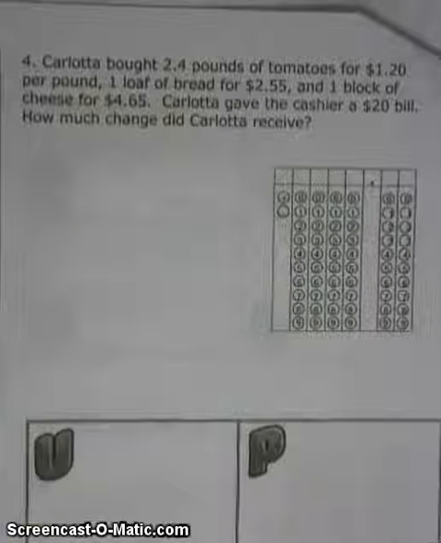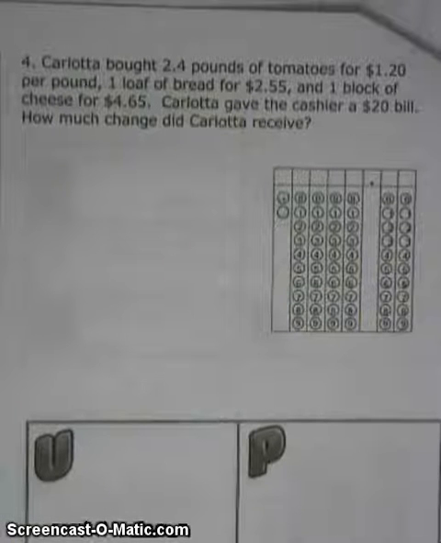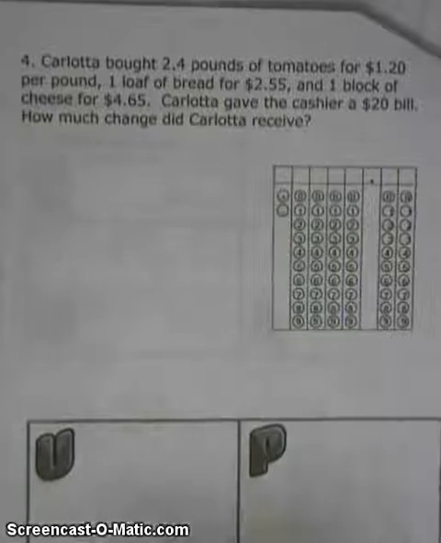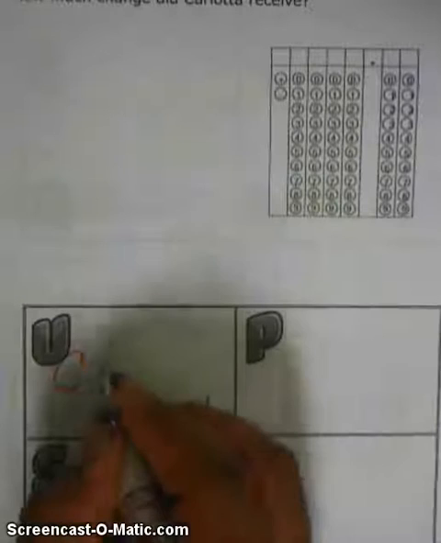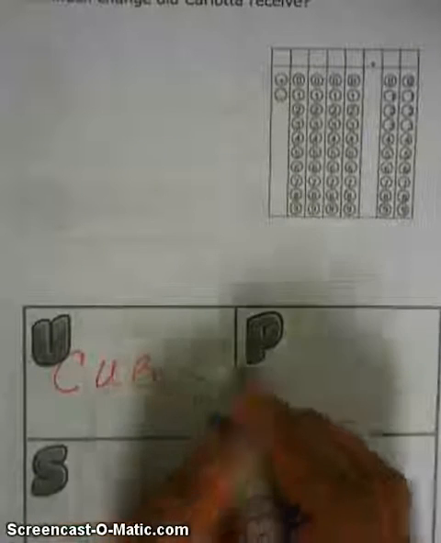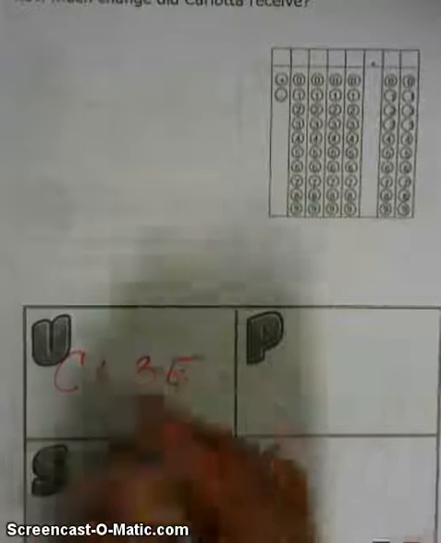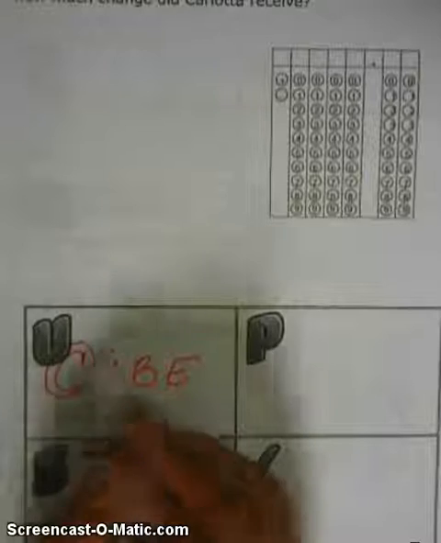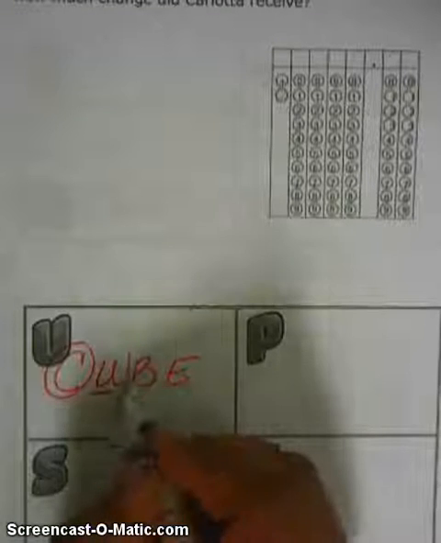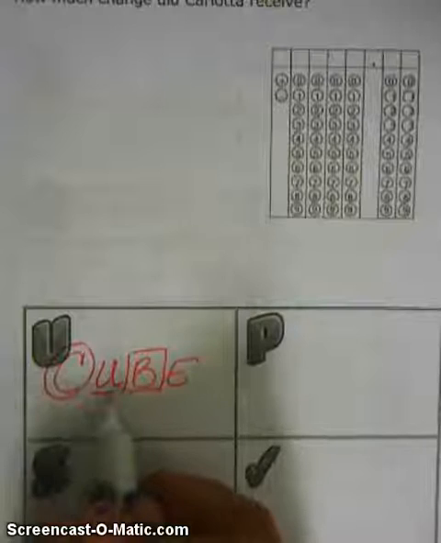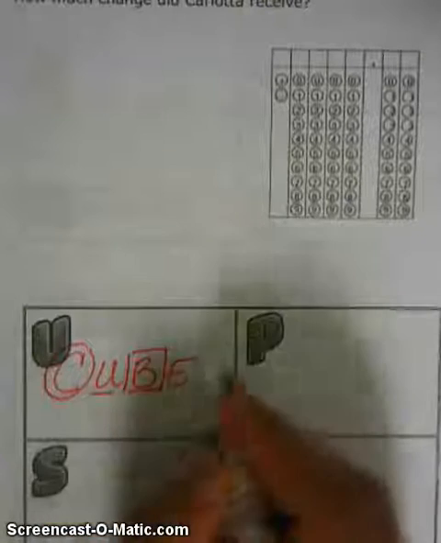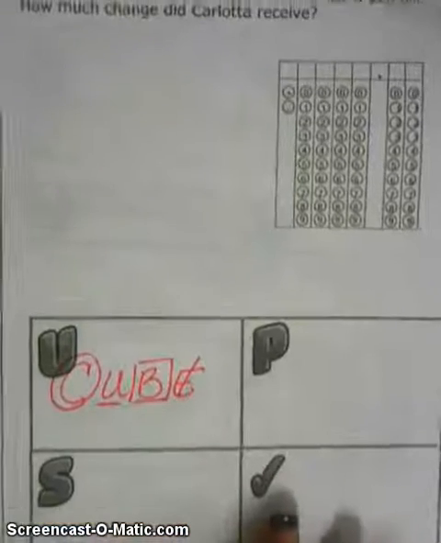Okay, so if you have accessed this video, then you have solved number 4 incorrectly, and we are going to solve it together. All right, we are using our UPS check, and so to understand the problem, we're going to cube our problem. We're going to circle important information. We're going to underline the question. We're going to circle our numbers. We're going to box important information and eliminate anything we don't need.